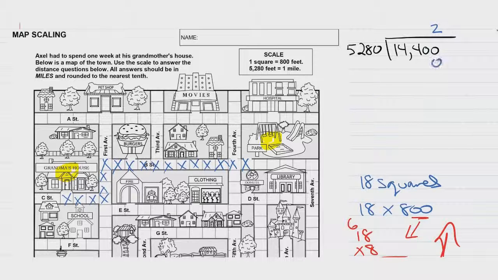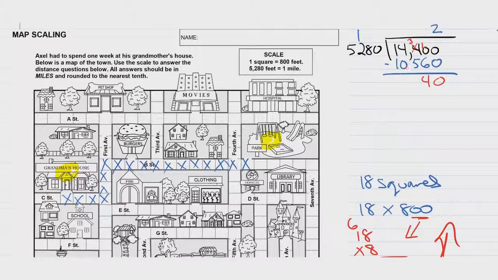2 times 0 is 0. 2 times 8 is 16. Carry the 1. 2 times 2 is 4, plus 1 is 5. And 2 times 5 is 10. I subtract. I get 0. The 0 is too small, needs to borrow from the 4. The 4 becomes a 3. The 0 becomes a 10. 10 minus 6 is 4.